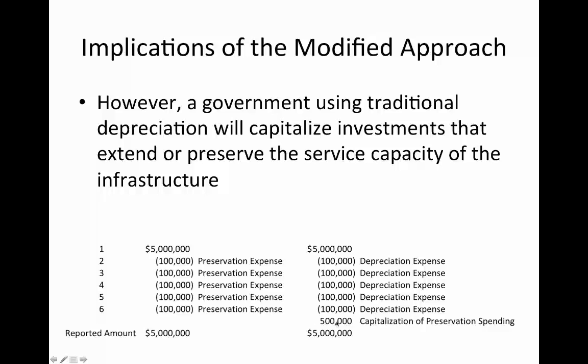However, those preservation expenses for the first government over here would be capitalizable for this other government that's just using traditional depreciation. So that would add to their capital assets. So they still both end up in the same place. And ultimately, it may be that these governments that are using regular depreciation and adding new assets to their capital assets as they do preservation spending, may in fact end up having the higher book value for their capital assets, and therefore the higher net position.